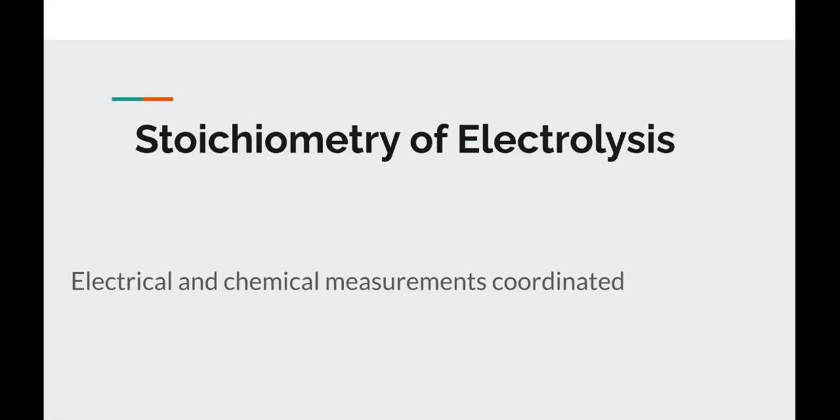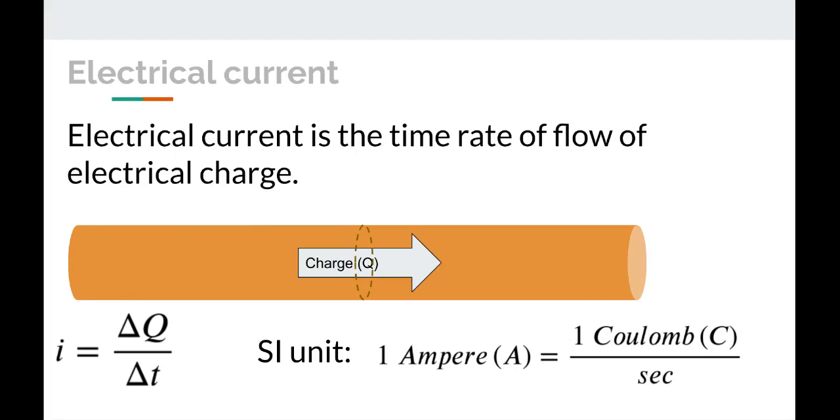In this video, we're going to link together two concepts. One is a clearly chemical concept, and that's stoichiometry, and the other one is electrical current, which is more of kind of a physics thing. So let's define electrical current. Electrical current is the rate of flow with respect to time of electrical charge.